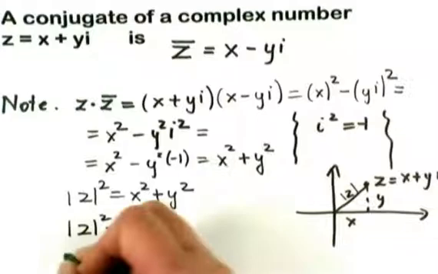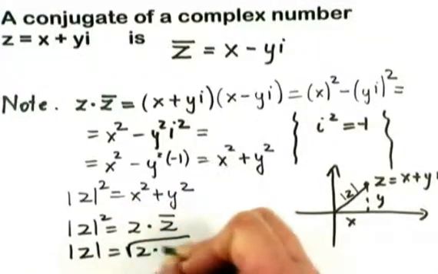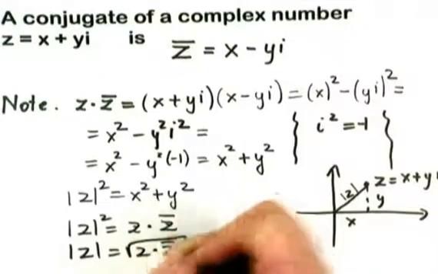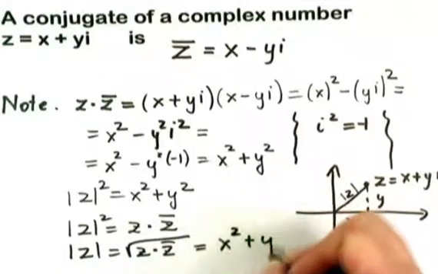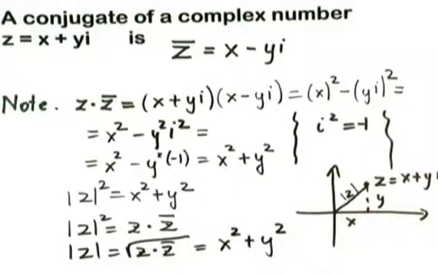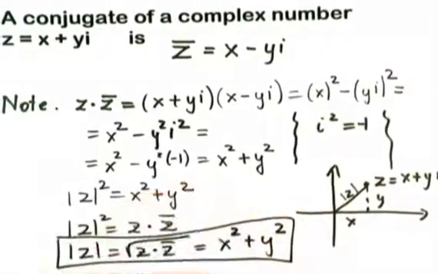So take the square root. So z is equal to the square root of z times z conjugate, which is nothing else but the square root of x squared plus y squared. And this we can keep in mind. That's the relation between the conjugate.